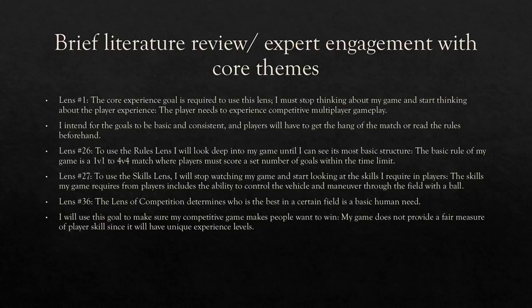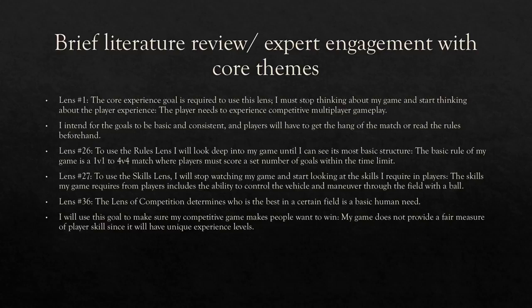There is a common misconception that designers make games by sitting down and writing down a set of rules. A game is its rules; give them the time and consideration they deserve. Lens number 27, Skill. To use the skills lens, I will stop watching my game and start looking at the skills I require in players. The skills my game requires from players include the ability to control the vehicle and move through the field with a ball. An outstanding skill is the ability to score the most goals in a match. These skills will create the experience I want.